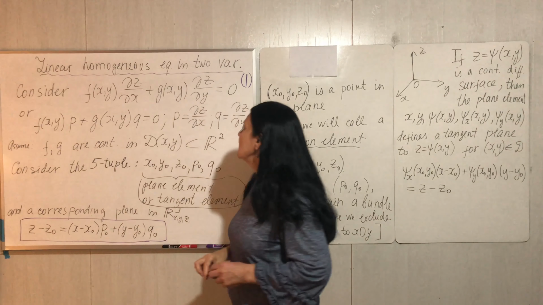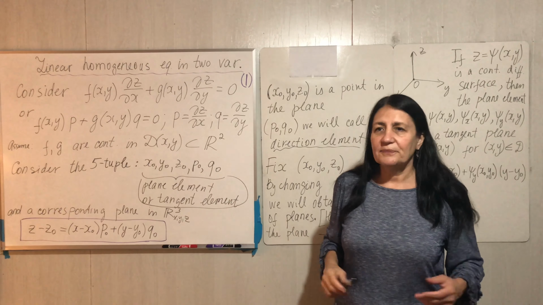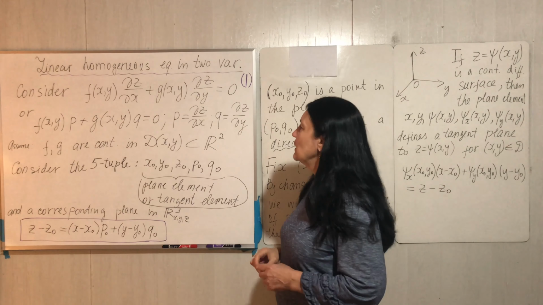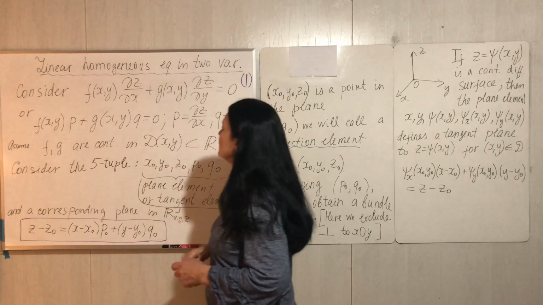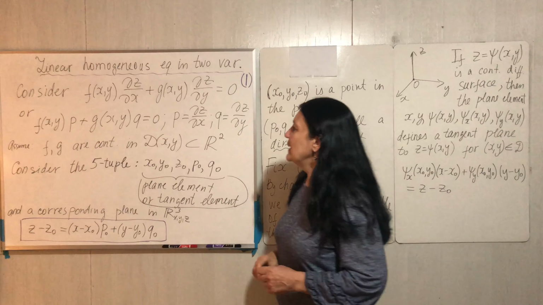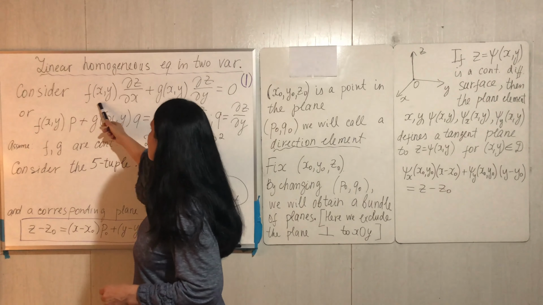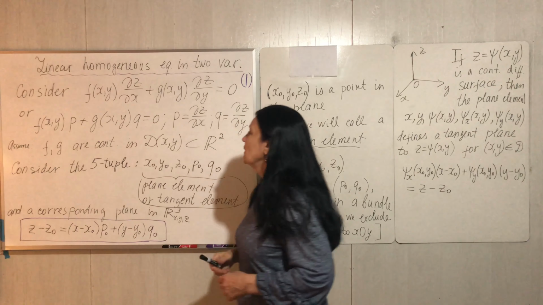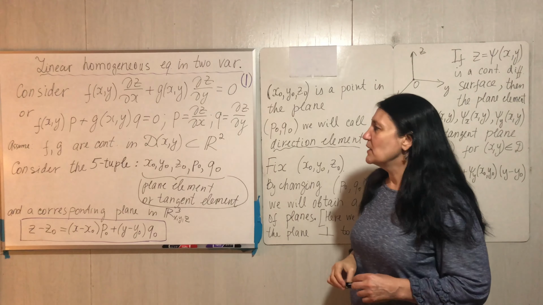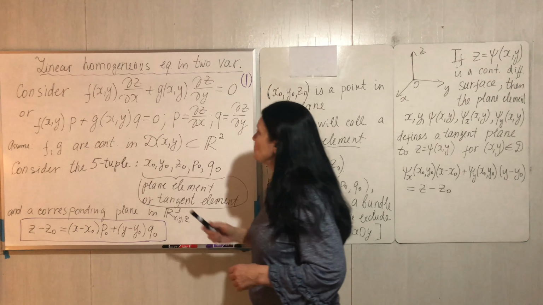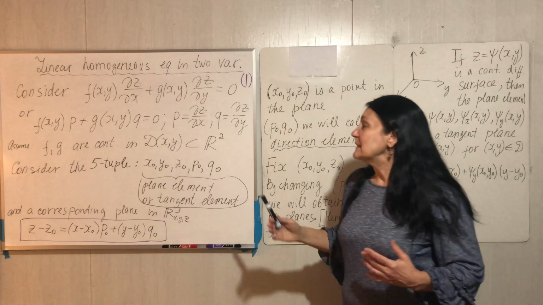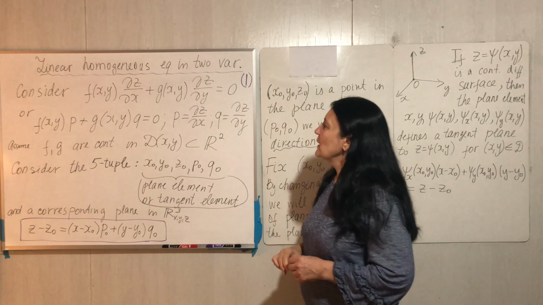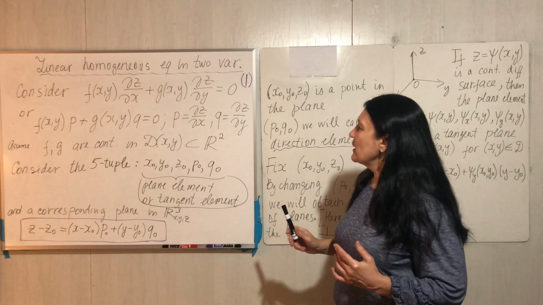Z here is the unknown function, the function that we would like to find. X and y are independent variables, and we assume that functions f and g, the coefficients in our equation, are continuous functions in some domain where the independent variables x and y are changing.